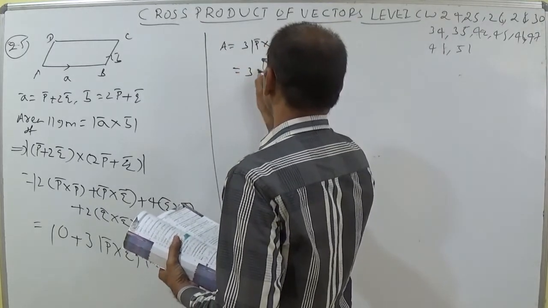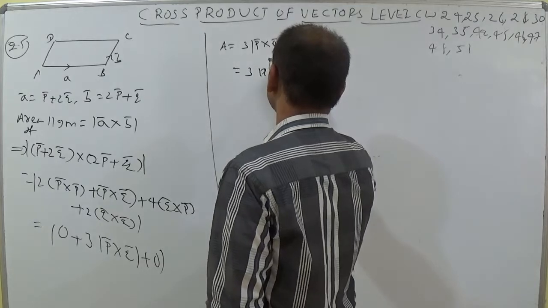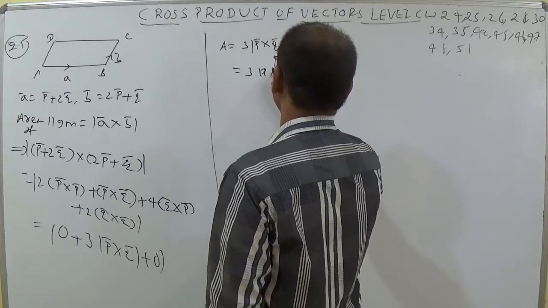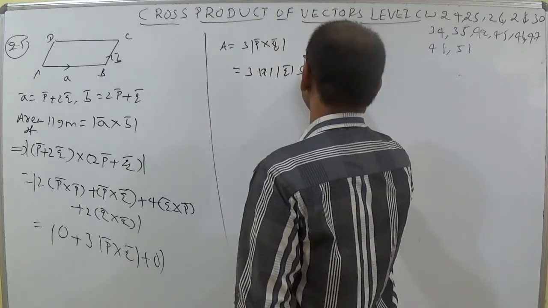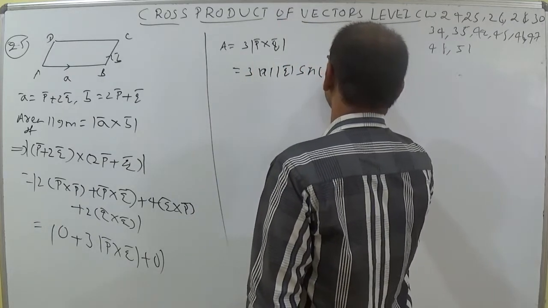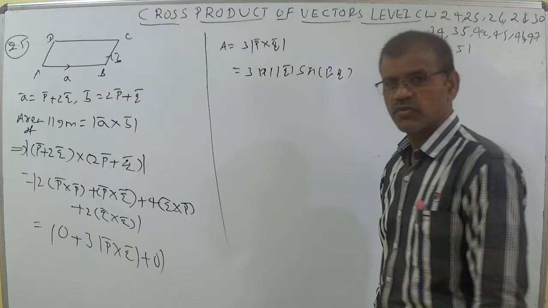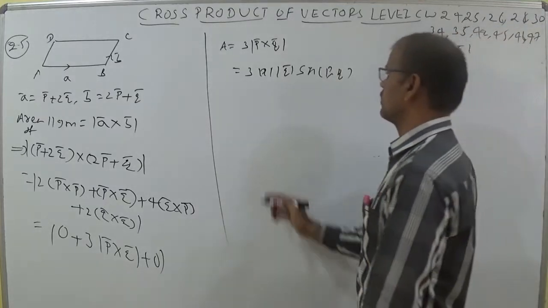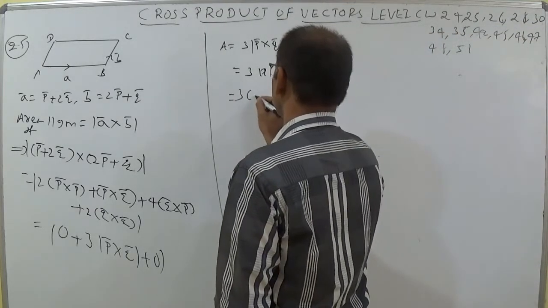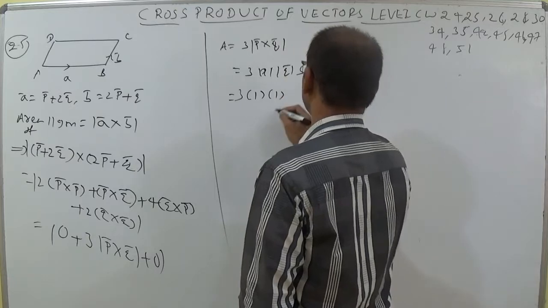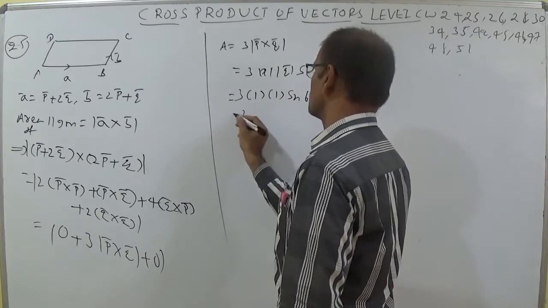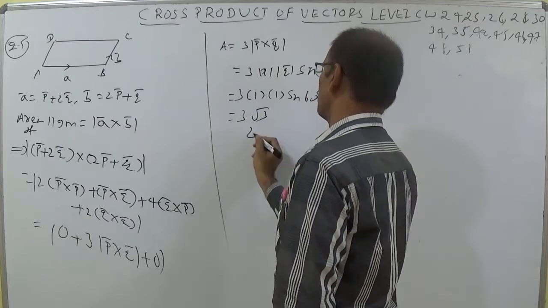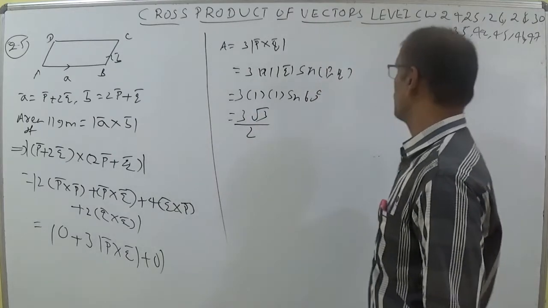Now you can write here 3 into the modulus of p into mod q into sine of p comma q. Whenever I put a bracket with a comma between, it indicates the angle between the vectors. Whenever it is a unit vector, the magnitude of the unit vector is 1, and the angle he has given is 60 degrees. So sine 60 value is root 3 by 2, and 3 root 3 by 2 is the answer.